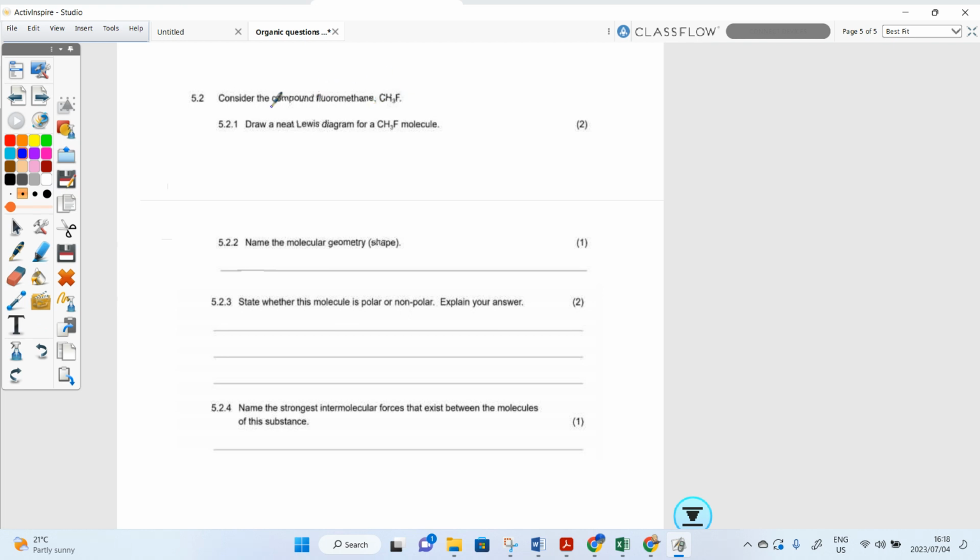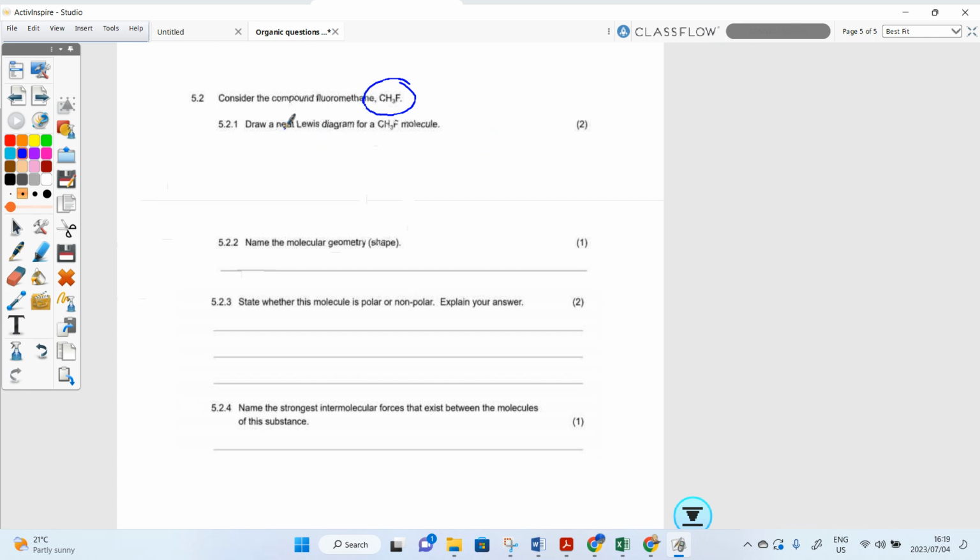Okay, then they say consider the compound fluoromethane. When you see that, are you going to get a fright? Are you going to say, oh my goodness, man did not teach us all the work? No, you're going to keep on reading and not have a semi-heart attack, because life's okay. I've taught you everything you need to know for Monday.